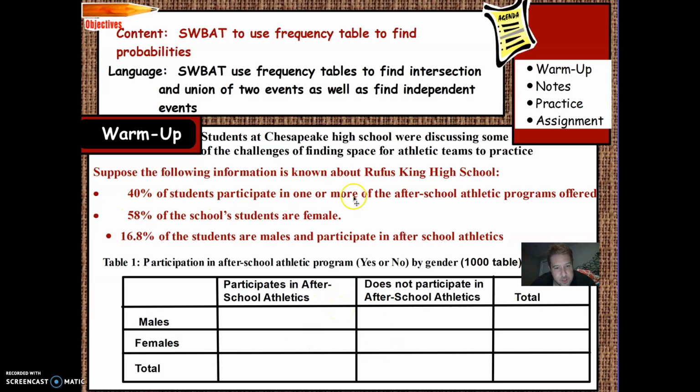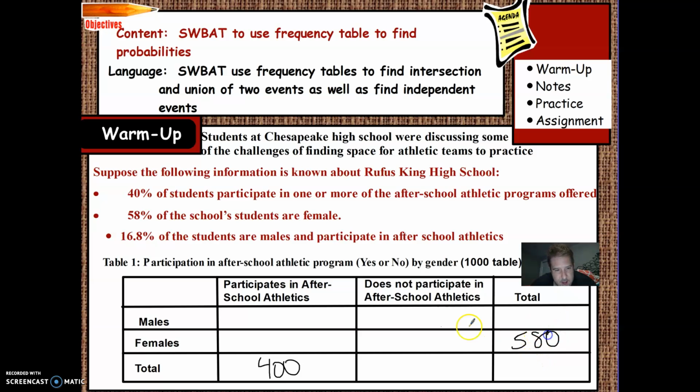So 40% of students participate in one or more athletic activities. 40% out of 100 would be 40 out of 100 or 400 out of 1,000. So that's your total amount of people who participate. So that goes down here. 58% of students are female, so 58% is 58 out of 100 or 580 out of 1,000 if you add a 0 to both those numbers.